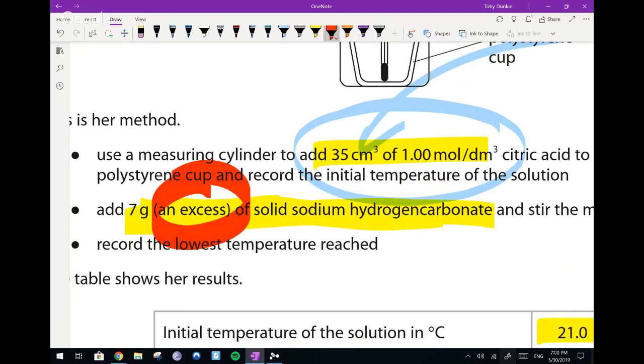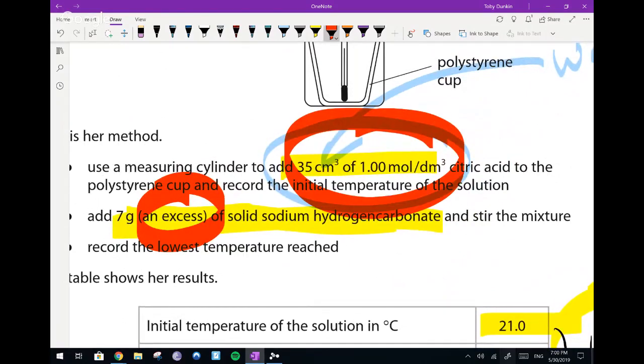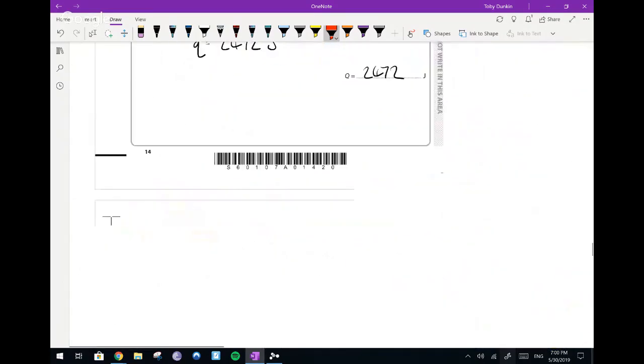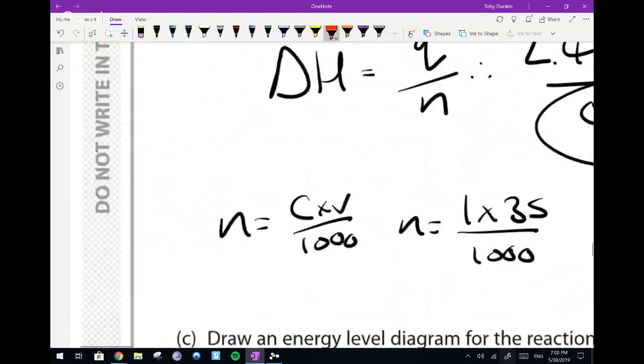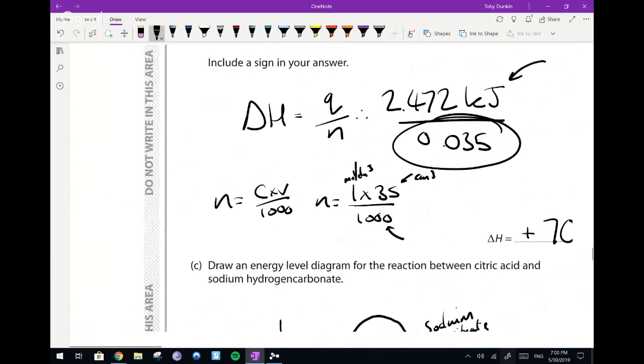Excess. This means we ignore it. But then that means we need to use this for our moles. Second equation, number of moles is C times V over 1,000 for our solutions. So we have 1 mole per dm cubed as the concentration, and then we have 35 centimeters cubed. Divide by 1,000 to convert it into dm cubed. And we get our answer.